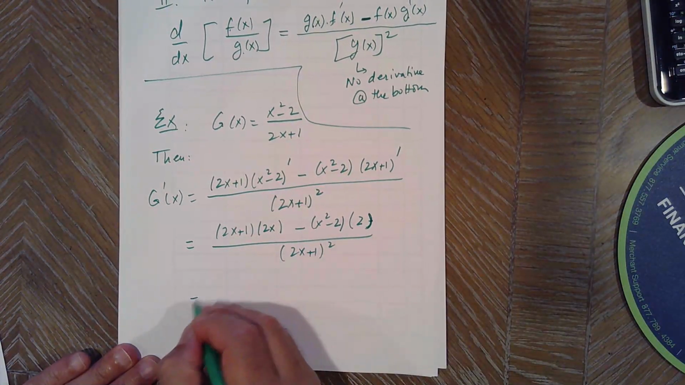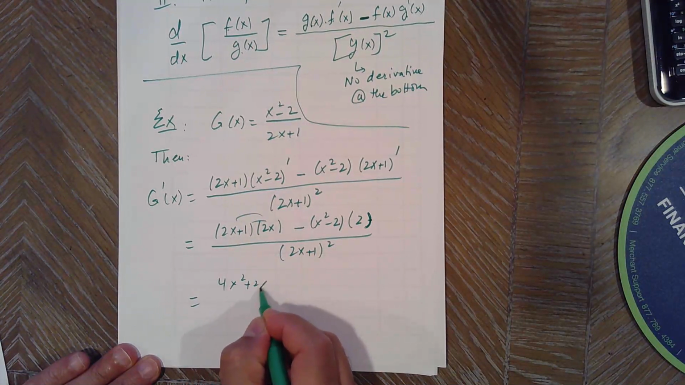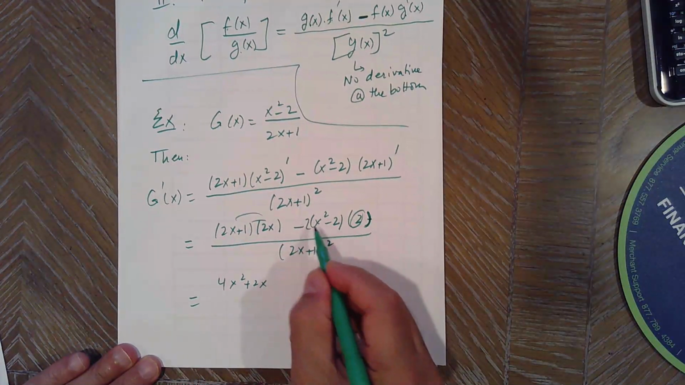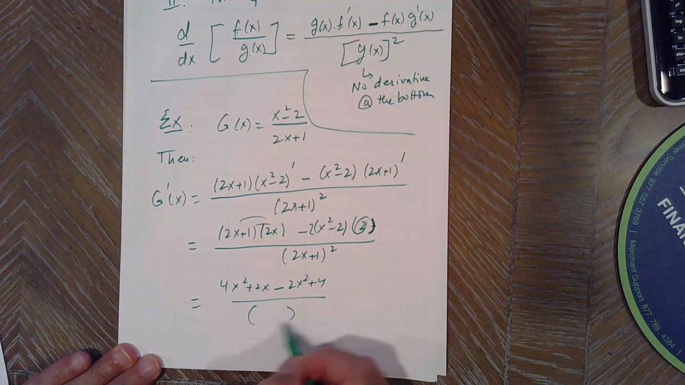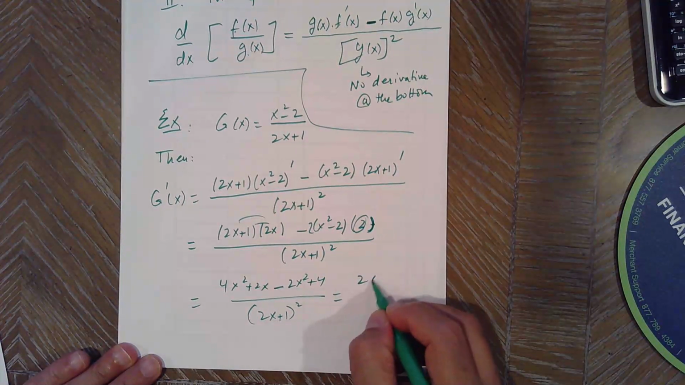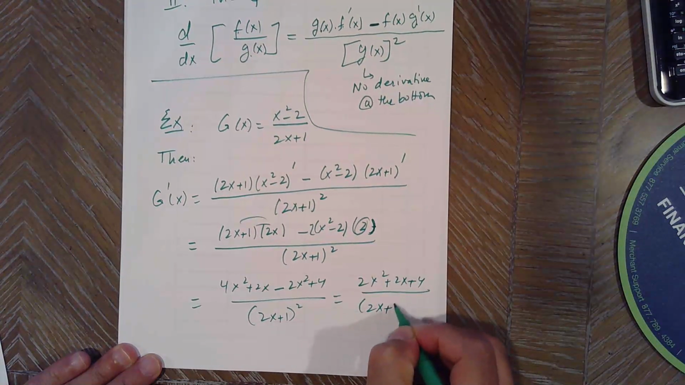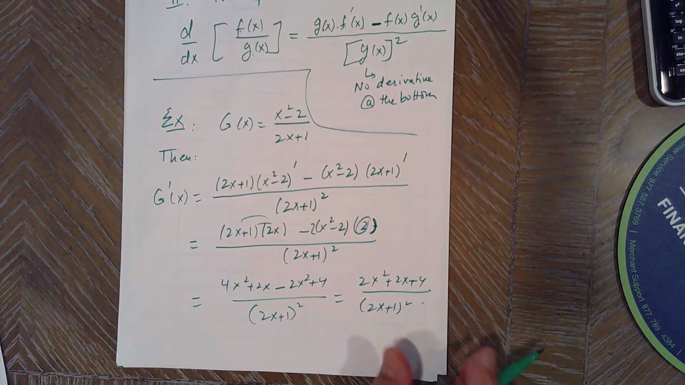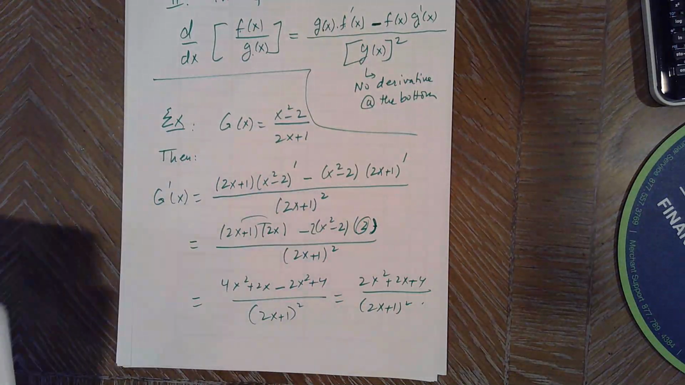And now the rest is algebra. You distribute, so you get 4x squared plus 2x, and then if I can put the 2 up here, minus 2x squared plus 4 over this squared, which would be 2x squared plus 2x plus 4 over the bottom squared. Okay.